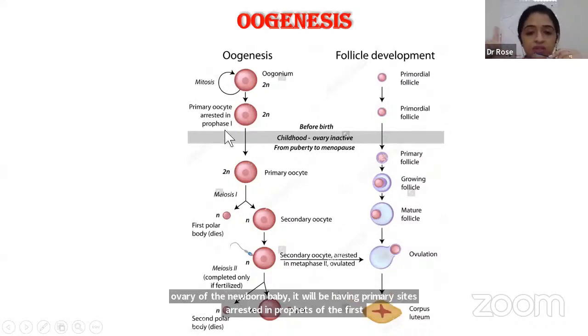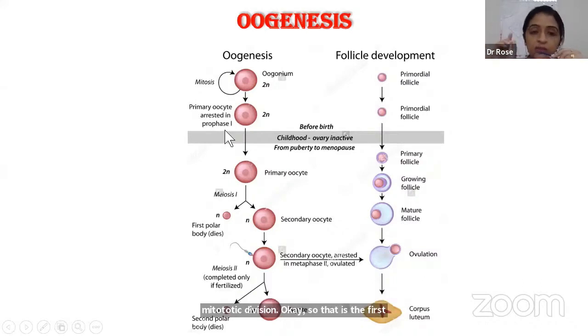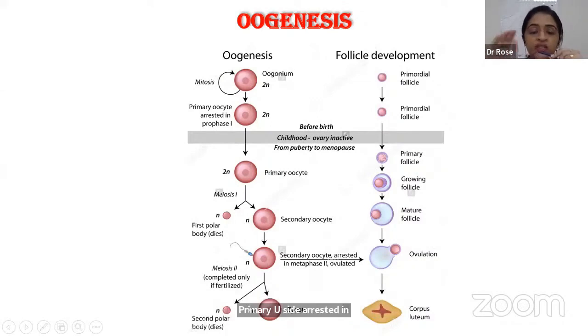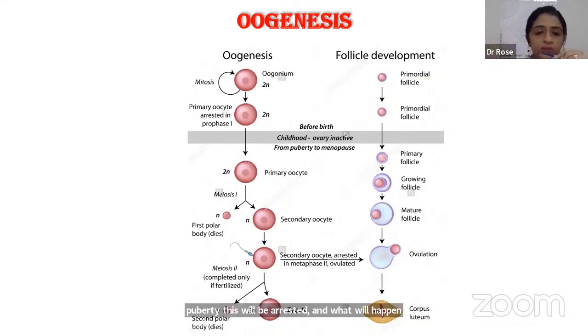Okay, so that is the first and foremost thing which you should know. Primary oocyte arrested in prophase 1. And till puberty, this will be arrested. And what will happen further? With every ovarian cycle, say 10 to 15 of these oocytes will begin their maturation process and one of them will be ovulated. So this is the main difference between spermatogenesis and oogenesis.